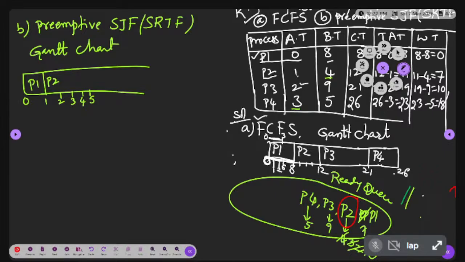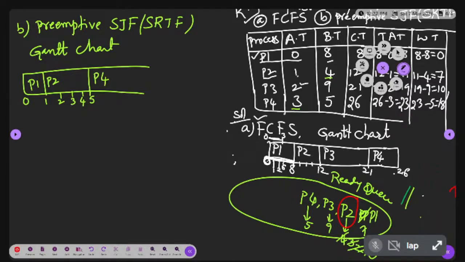P2 is over, it is finished. It is not requesting again. My task is over. P1 is 7 seconds, P3 is 9 seconds, P4 is 5 seconds. Who is the shortest one? Till now it was P2. Now it is P4.